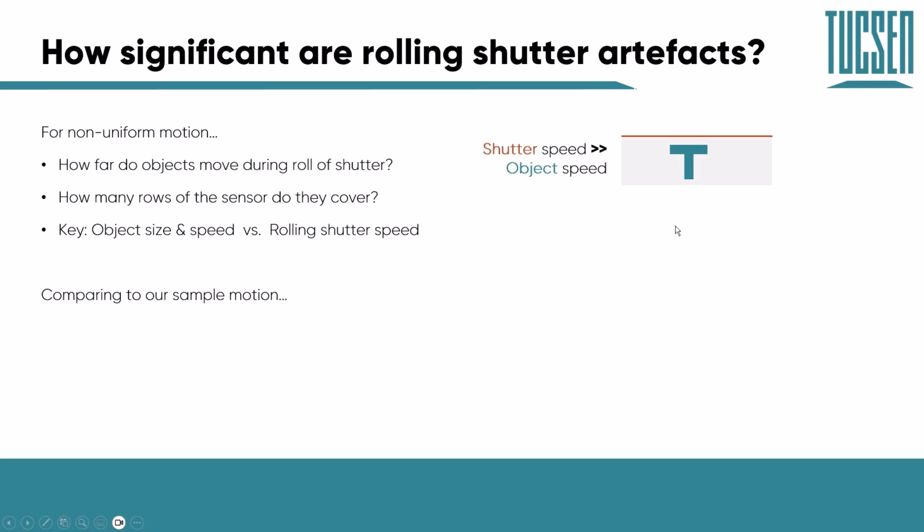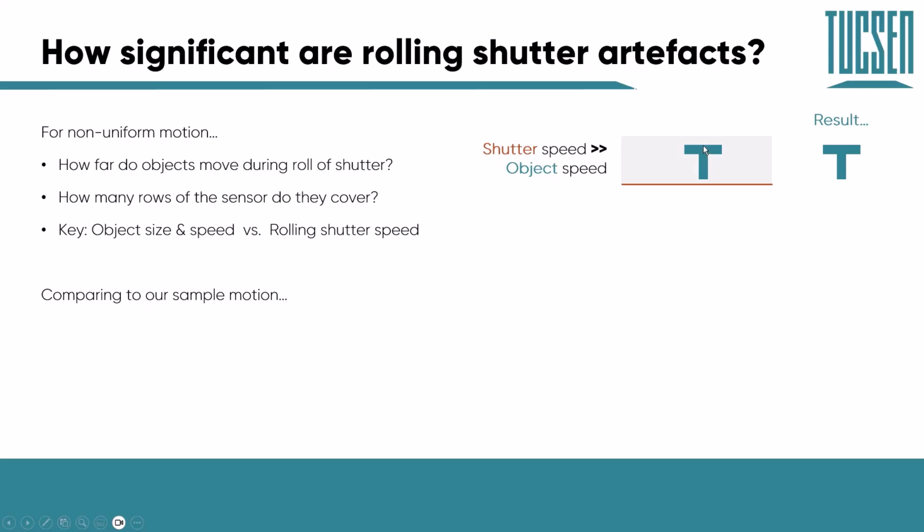Here we've got a nice T for tungsten sample, which is going to move slowly from left to right, and a much faster rolling shutter, which is going to attempt to sample it. In this case, our shutter speed is much greater than our object speed. And as we can see, providing our shutter speed is much faster, we get an undistorted result.